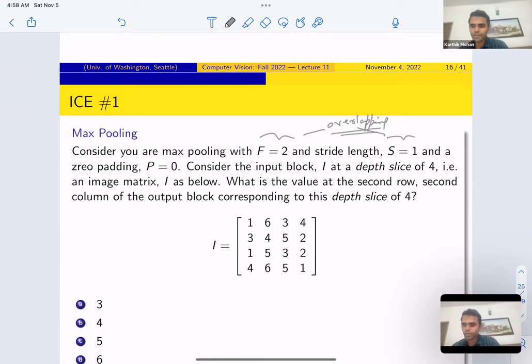So we're looking at an overlapping max pool. And the question is, what's the value of the second row, second column of the output block corresponding to the depth slice of 4? So this input corresponds to a depth slice of 4. You're taking the input, doing a max pool, and whatever you get as the output is the depth slice of 4. But you're looking at the second row and second column of that and asking what is that value. Okay, let's take a minute to look at this question.